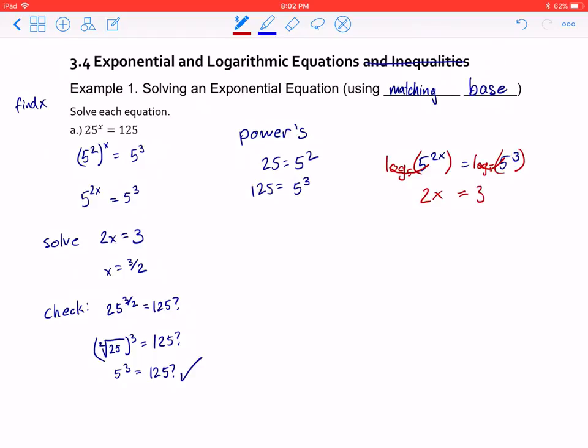So let's see what else can happen. In the second example, very similar to the first, go ahead and think: do I have matching bases, or can I get matching bases? Let's see, oh yeah, 3 squared is 9. So what I can do is just rewrite 9 as 3 squared, to the x, is equal to 3 to the x plus 1.